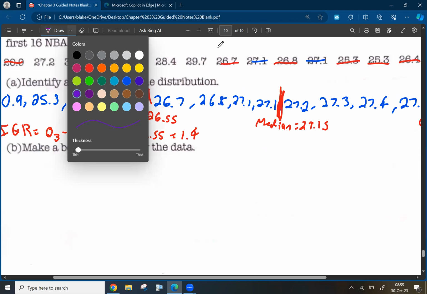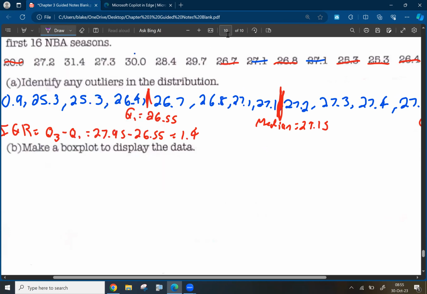So, lower outlier. Remember the rule that we saw at the very top of the video said that it was anything smaller than Q1 minus 1.5 times the IQR. So let's run these numbers real quick.